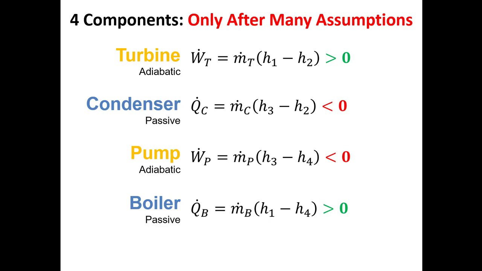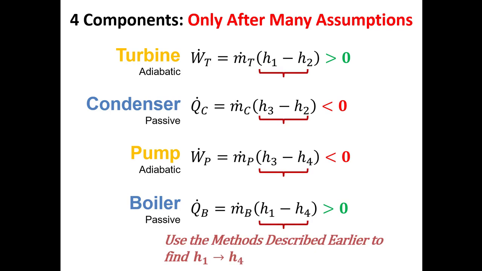Similarly, for the heat exchange devices, I'll find that the heat is equal to the mass flow rate times H out minus H in, and again, I'll let the sign of my Q dot term tell me whether I'm adding heat or losing it.